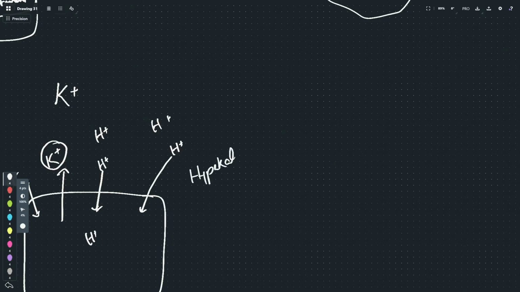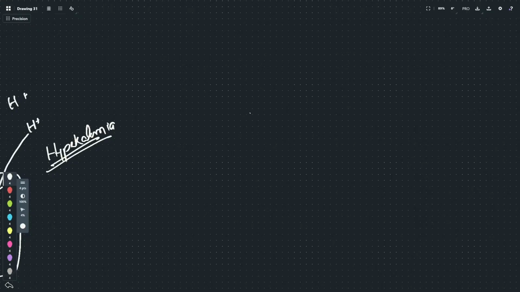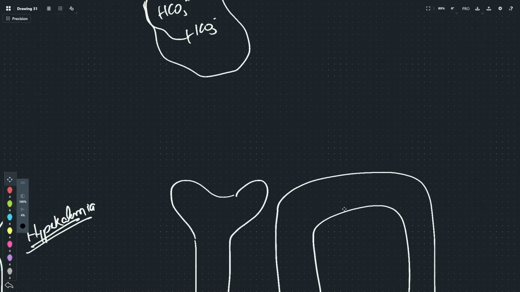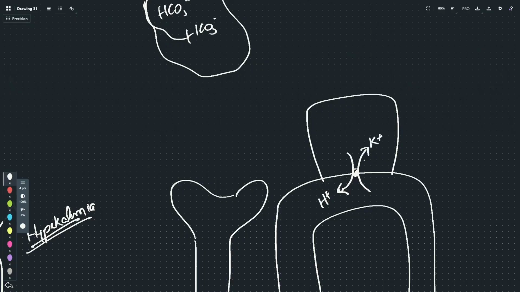But more important reason is at the kidney level. At the kidney level, nephrons, the intercalated cells, what they do is that there is a certain channel, a certain transporter here. What it does is that it secretes proton, and it brings in potassium. So it means if there is acidosis, lots of proton is there. In order to get rid of this proton, it will bring in the potassium. So there would be hyperkalemia.